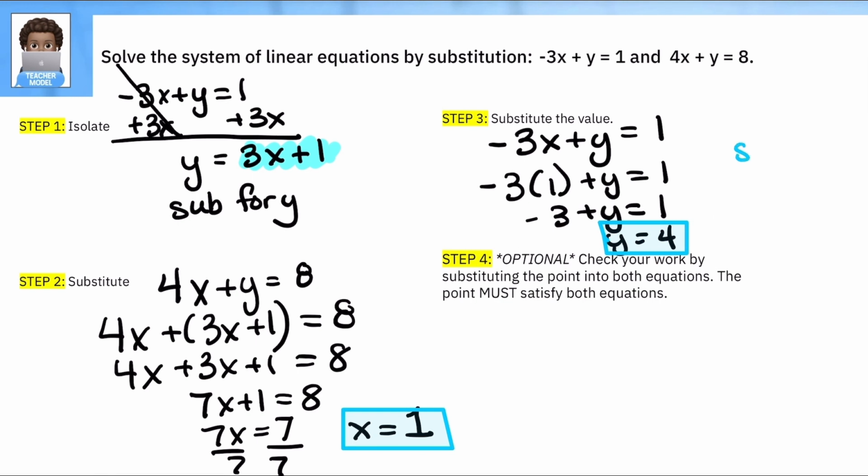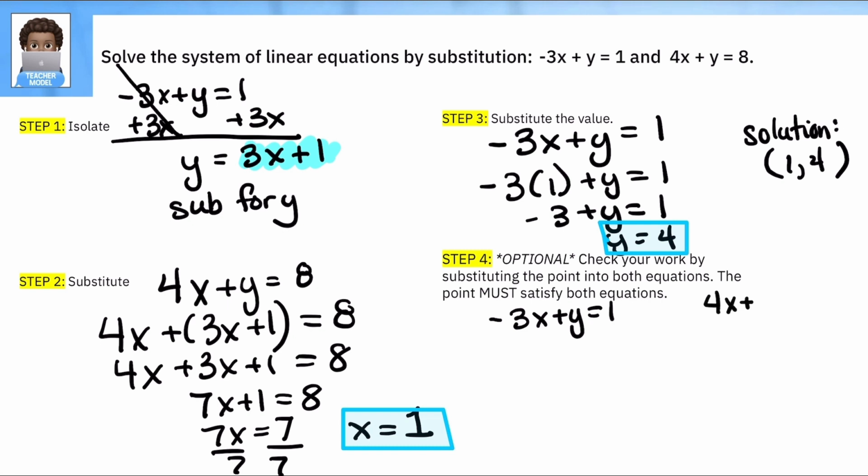So let's put that in. There is one solution, and the solution is (1, 4). That is where these two lines will meet. So I can do the optional check, which would be to just plug in those 2 points into both equations, because I want to make sure that it's true for both.